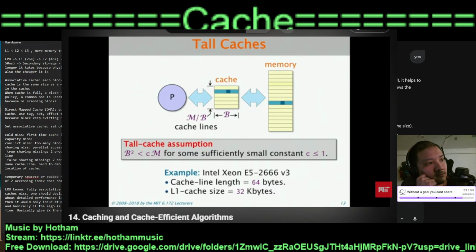So let's see why this tall cache assumption is going to be useful.